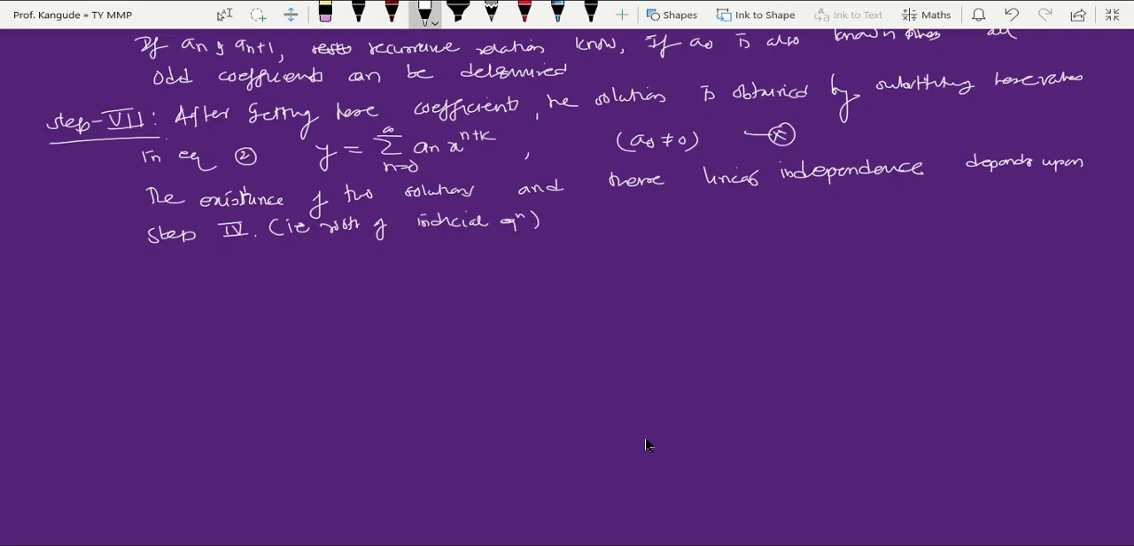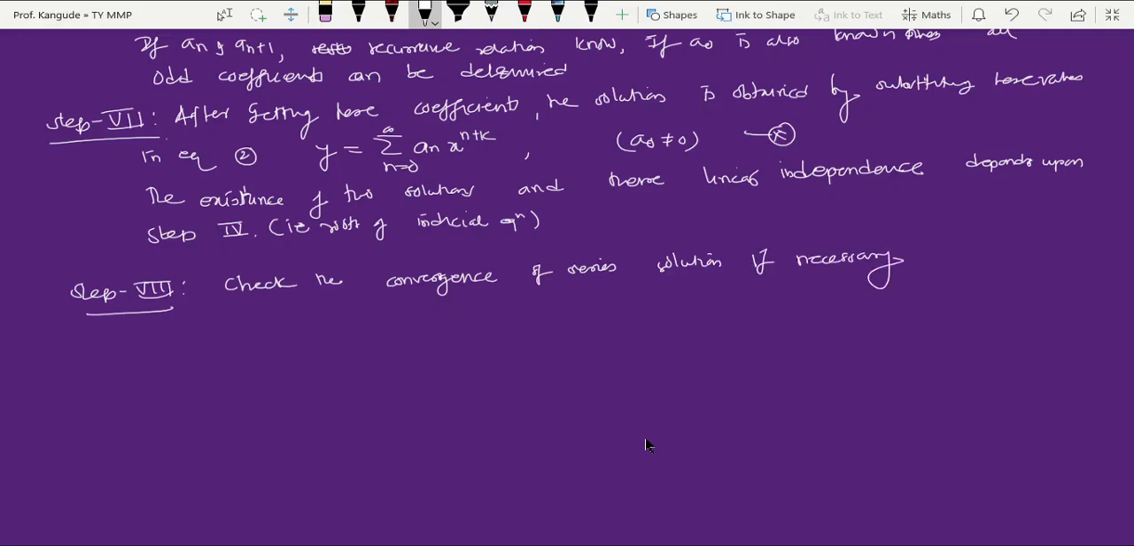And the last step now, step 8. Last step, check the convergence, convergence of the series solution if necessary.